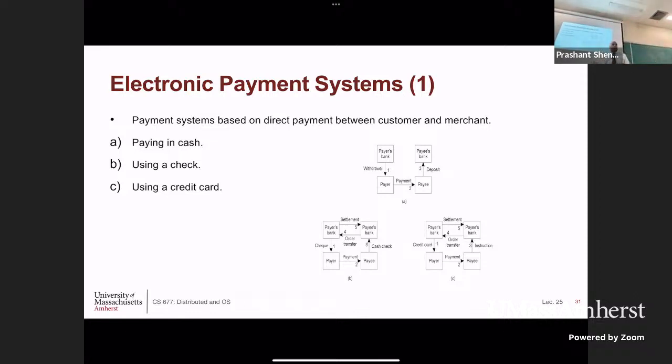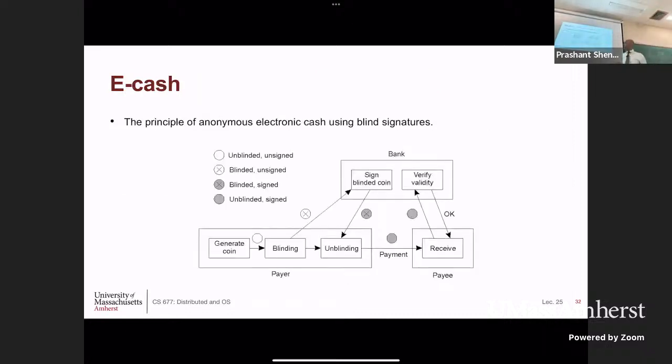Does not give you anonymity, but gives you convenience. You don't have to carry a lot of cash, because cash is anonymous, but it can be stolen. In that sense, the credit card is a little more secure, because if it's stolen, you can freeze it. But here's a way you can essentially do e-cash, which gives you similar properties to what cash would do. So you want the money to be anonymous.